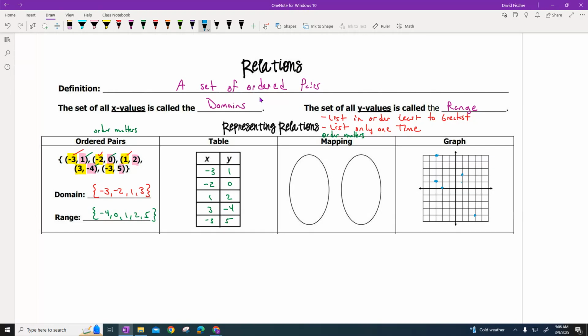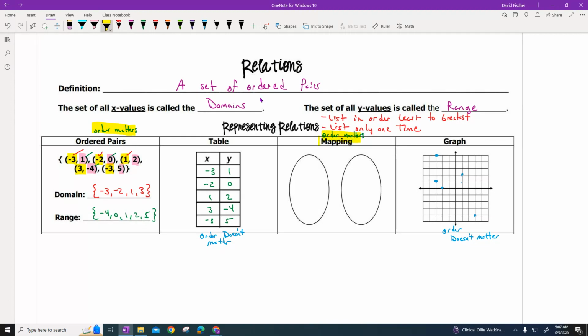He's up here. So, order doesn't matter on the graph, and over here, order doesn't matter. As long as we get the dots and the coordinates on the table and the graph, we're okay. But now on these two, order does matter. Okay, we always put it in least to greatest, and we list it only one time.